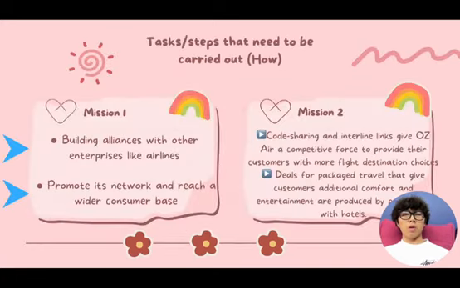Next are the tasks or steps that need to be carried out, which is how to do it. Mission 1 is building alliances with other enterprises like airlines, then promoting its network and reaching a wider customer base. Mission 2 is that code sharing and interline links give OZ Air a competitive force to provide their customers with more flight destination choices. Deals for packaged travel that give consumers additional comfort and entertainment are produced by partnering with hotels.